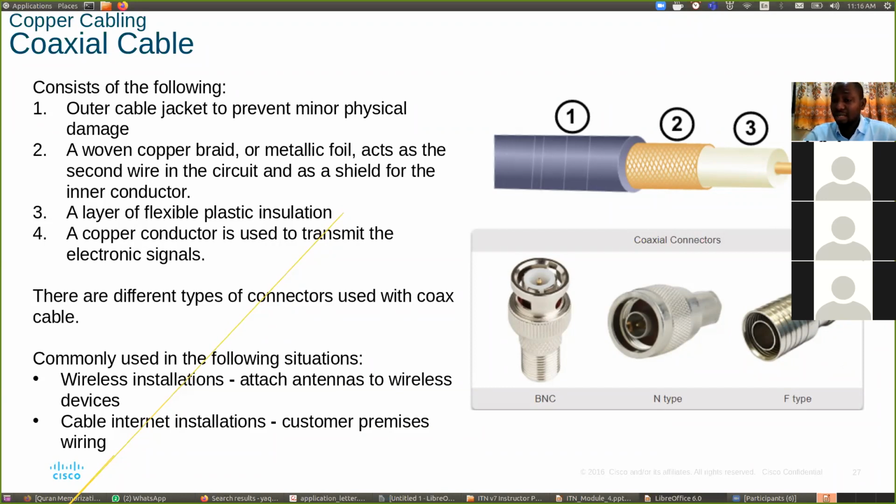So even in crosstalk, is it the same as short circuit? Yeah, it could be. It could mean short circuits. Yes, okay. In electricity. Okay. Yeah. So there are different types of connectors that you use.